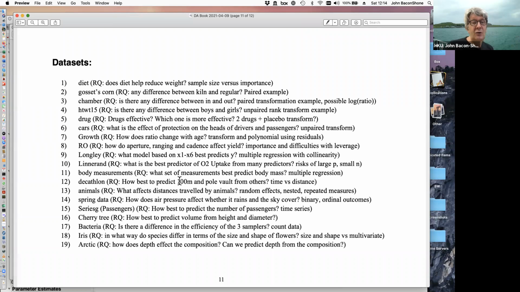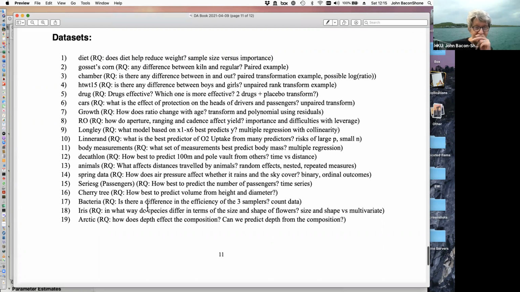And then we're going to illustrate those with the body measurements and the decathlon. The animals data set, if we get to it next time, will introduce random effects. We have not talked about random effects or nested effects or repeated measures. And then the spring data set, we will introduce binary and ordinal outcomes. And then the last data set in the JMP set is the passengers one in series G. So this is a time series data set.